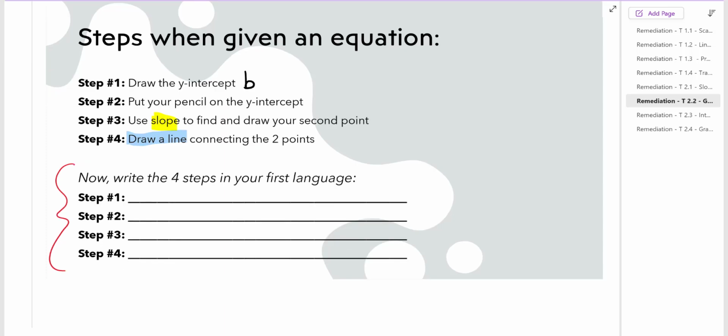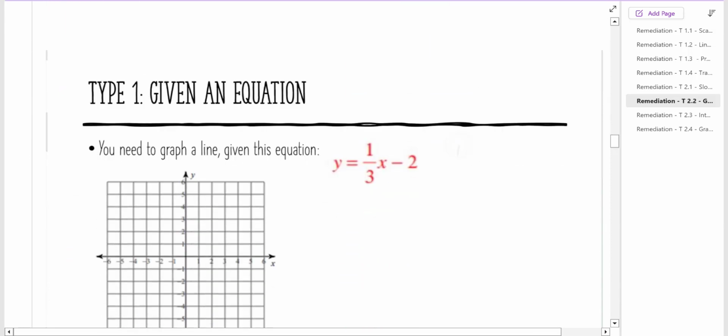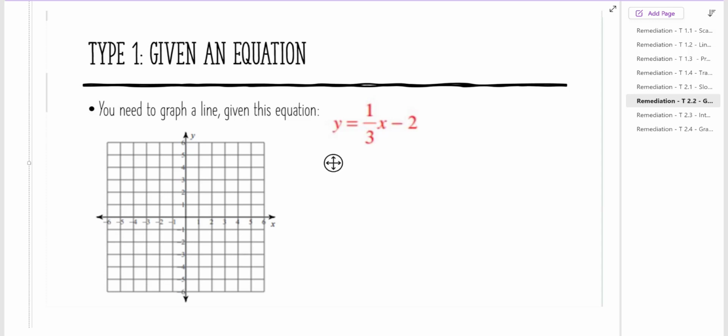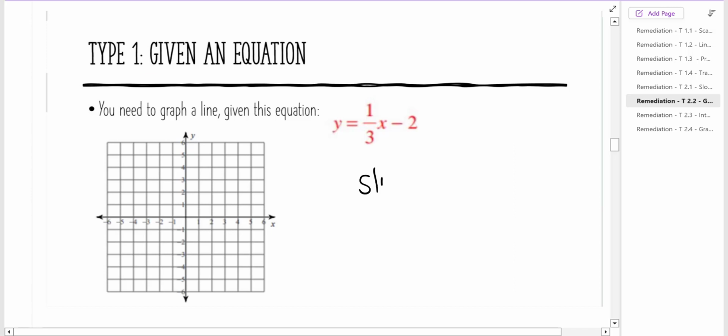Okay. After you do that, we're going to go to the next part. So there's 4 types of questions. So hay 4 tipos de preguntas. So type 1 is when you have an equation. So tipo 1 es cuando tienes una cuestión. So the first thing you need to do is identify slope and identify the y-intercept.